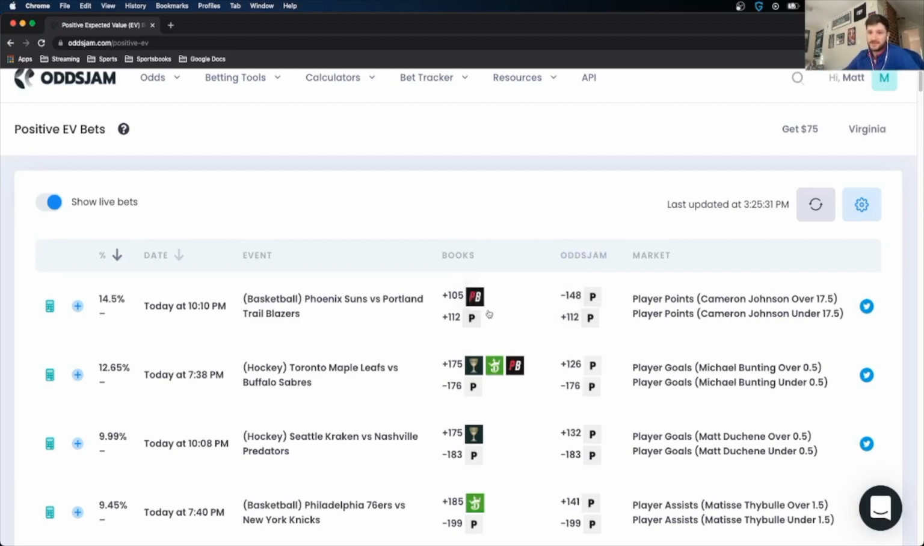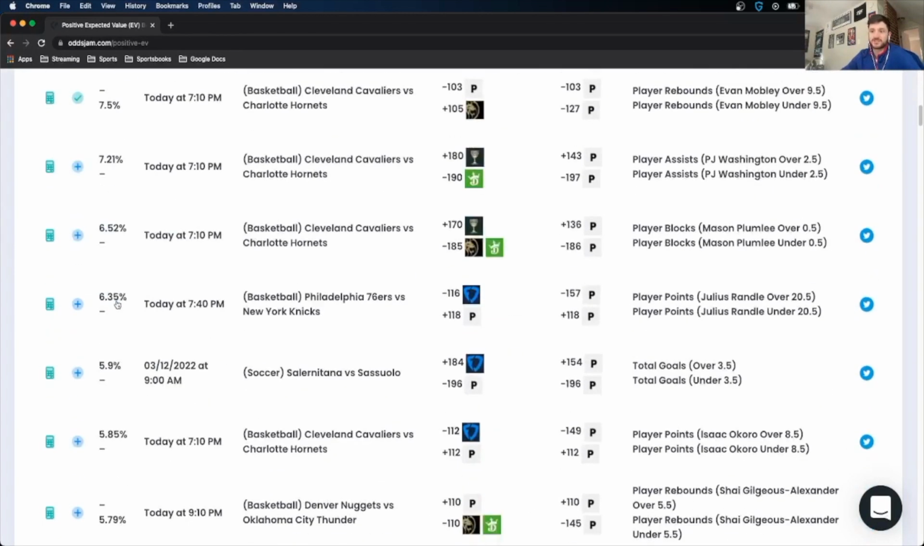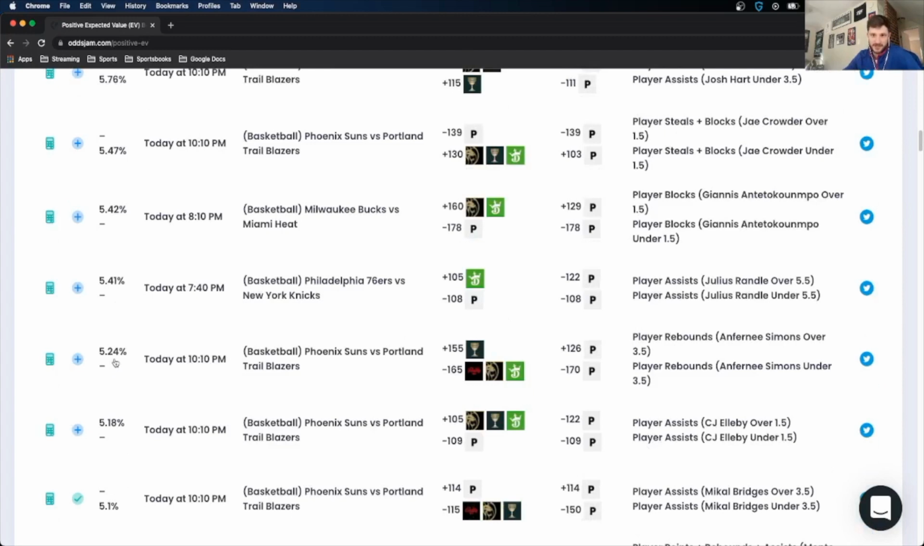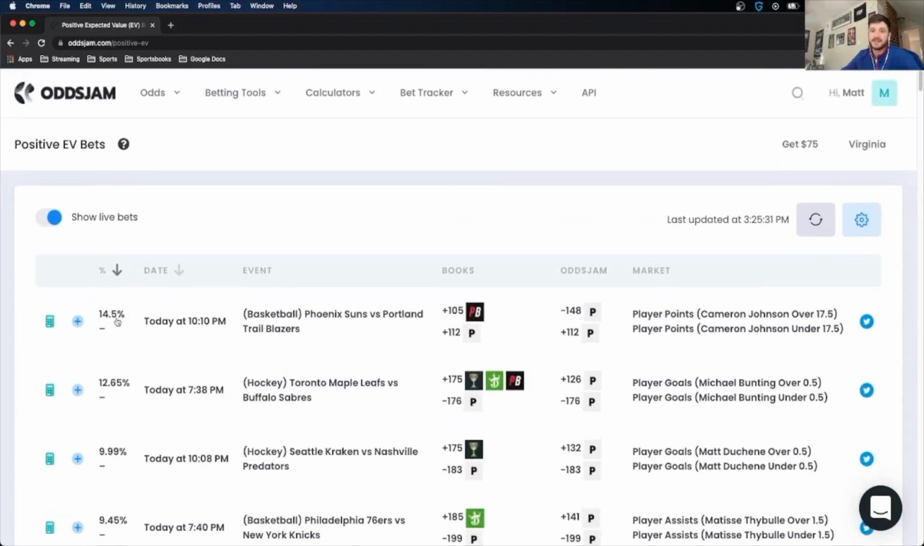And then the positive EV page just provides examples when we are getting better odds than that. And then it calculates a percentage to that difference. So that is what this 14% means versus a 5%, right? The higher the difference between the OddsJam perfect line and what we're getting it on at a sportsbook gives you a higher percentage positive expected value. Obviously, the higher the better.